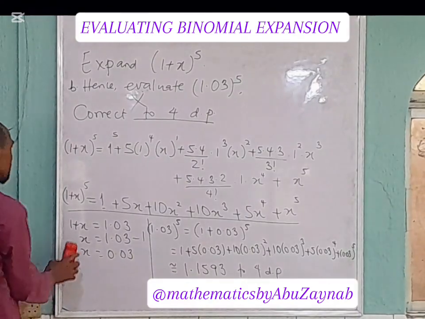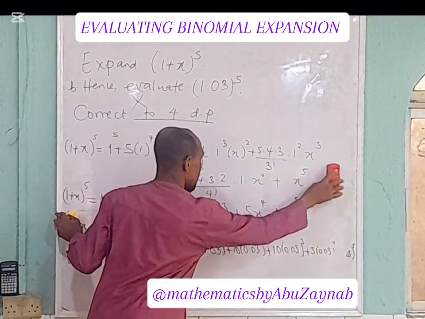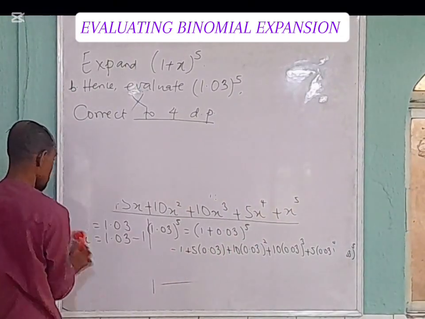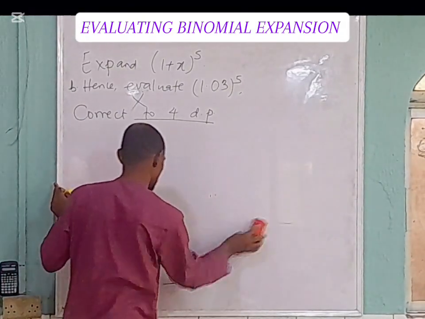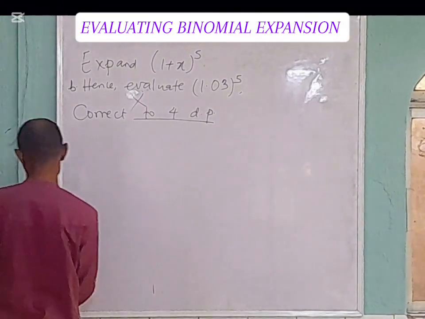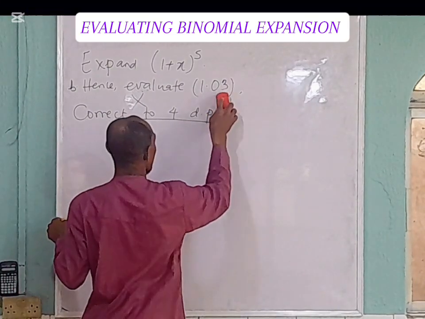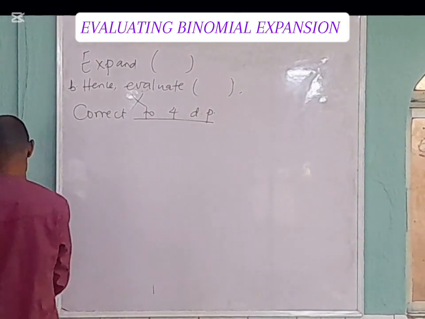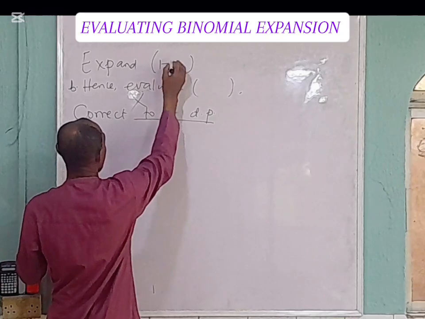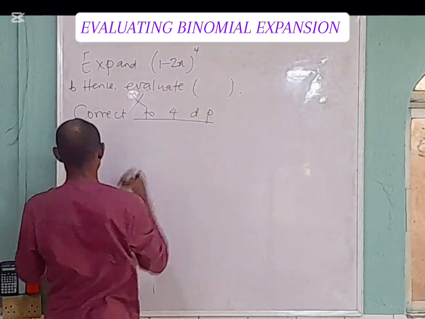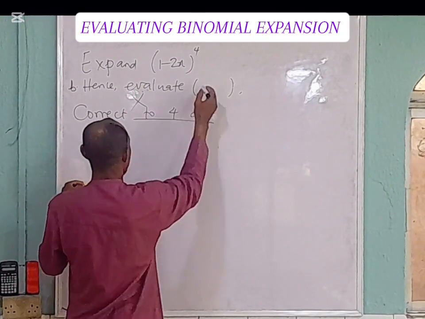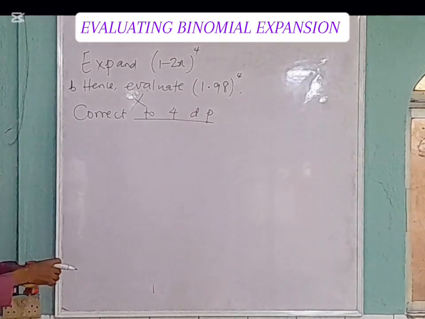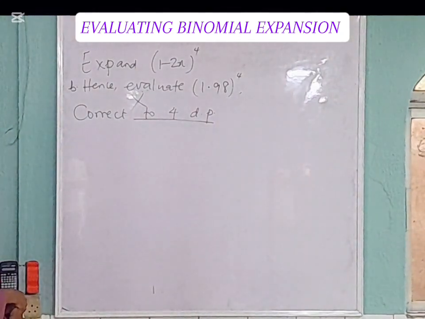Okay. Then we take our next question, which is going to be slightly different because of the involvement of negative. So here, I'm going to expand 1 minus 2x to the power of 4, and then again evaluate 1.98 to the power of 4, correct to 4 decimal places. Pretty much the same way.